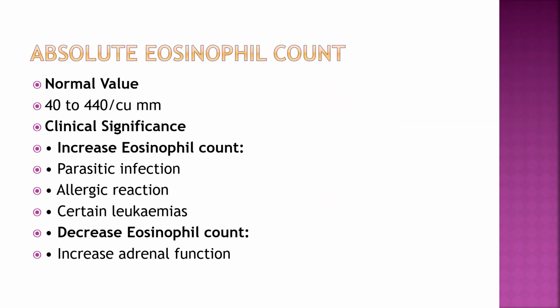Absolute eosinophil count, that is the total number of eosinophils present in blood per microliter. Normally they are 40 to 450 per cubic millimeter. Clinically, if they are increased, they are seen in parasitic infection, allergic reaction, and some leukemias. And a decreased eosinophil count is seen in increased adrenal function.